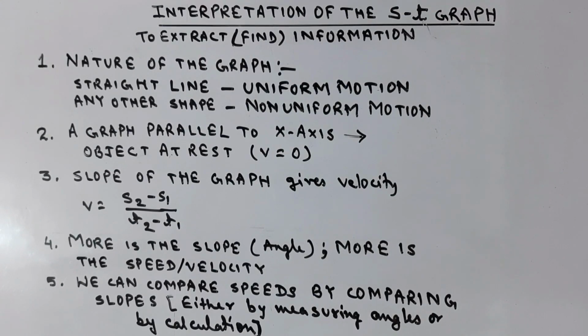Number 4, we can compare the speeds by comparing slopes, because the more the slope or the angle, the more the speed or the velocity. So we can compare speeds by comparing slopes, either by measuring angles or by calculation. So in this video, we studied the slope of the graph, the distance time graph, the nature of the distance time graph, and the interpretation of the distance time graph.